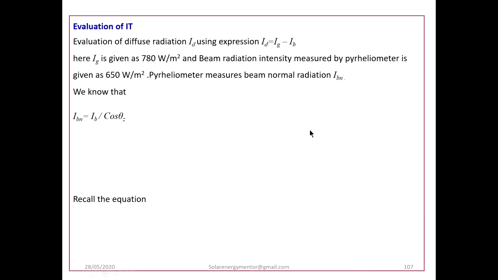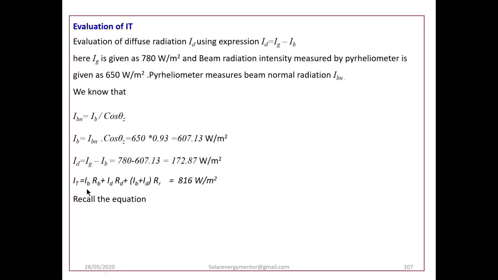We already know that the beam normal radiation is equal to IB by cos theta z, so we can find out the value of IB. We know the value of cos theta z as 0.93. So the value of IB, beam radiation falling on a horizontal surface, is 607 watt per meter square. Now ID we can find out from Ig minus IB, that is 172.8 watt per meter square.